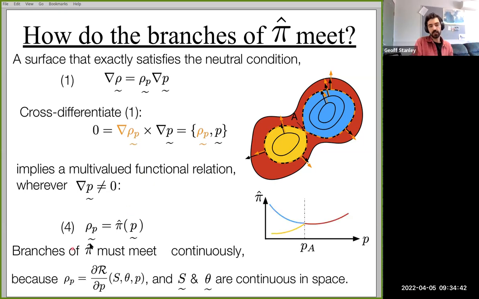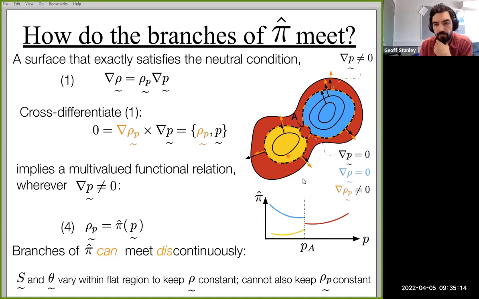However, we're going to say for now that pi hat must meet continuously. So these branches of pi hat have to meet continuously, just like for rho hat, because at the saddle point here, we have a field of salinity and temperature and pressure in space. And so long as those fields are continuous, then the compressibility must be continuous. And so then the compressibility as a function of pressure must be continuous. Okay, so that's probably what would happen.